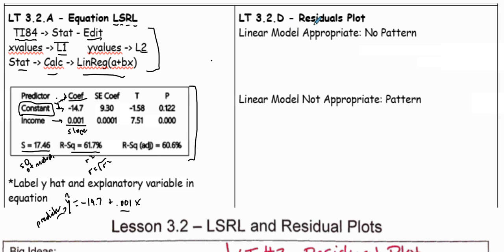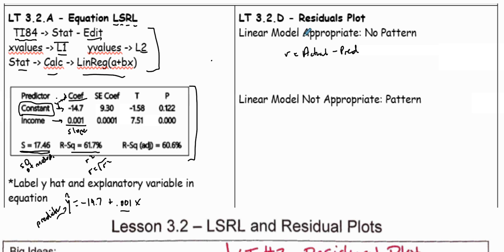Now, when we talk about residuals, if you recall, this is our standard deviation of our residuals. And if you recall, residuals equal the actual minus the predicted value. So when you talk about the standard deviation of residuals, this essentially is what, on average, the residual amount is from the actual amount.